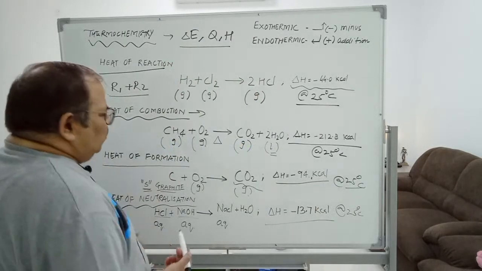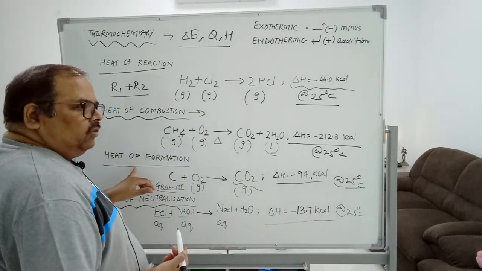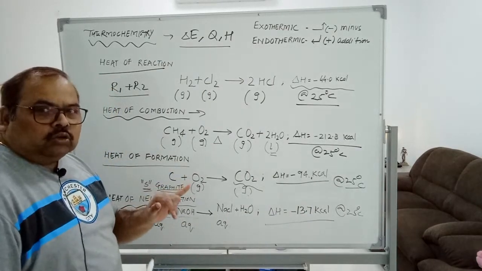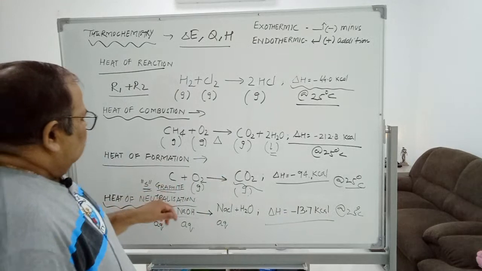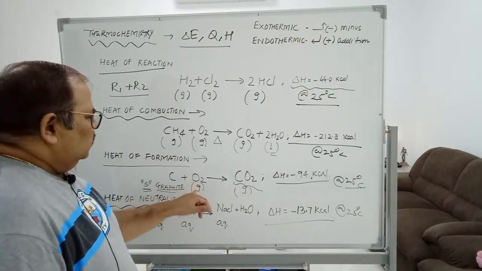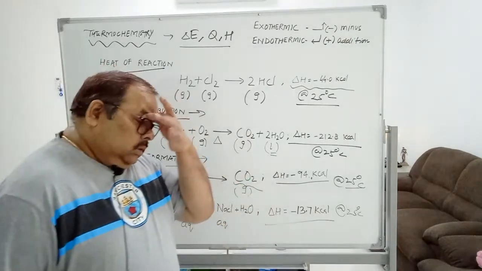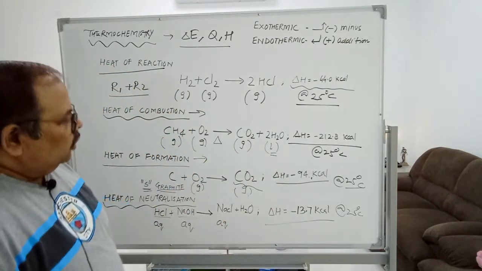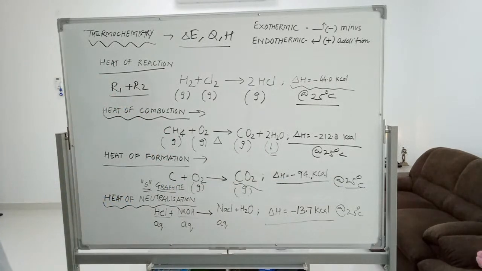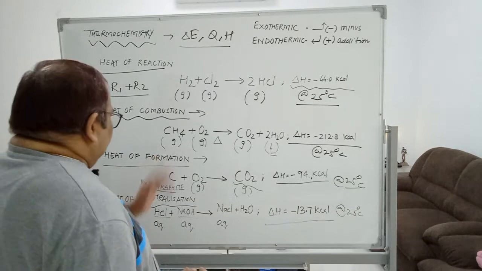Now heat of formation: a fixed amount of product is being formed, so it is termed as heat of formation. It is also termed as heat of production. So here graphite carbon reacts with oxygen giving CO2 in gaseous state, and minus 94 kilocalorie heat is actually evolved, released, you can say, termed as heat of formation.